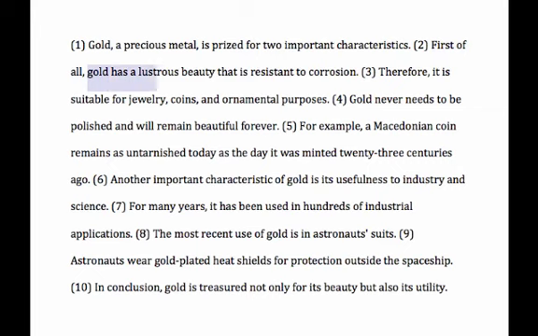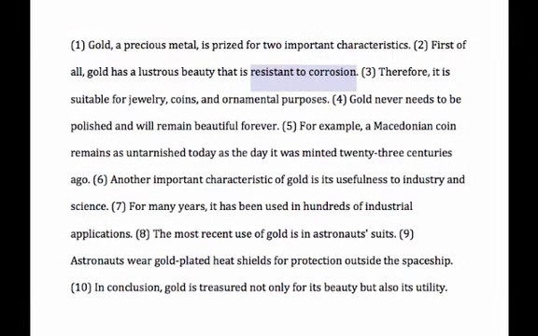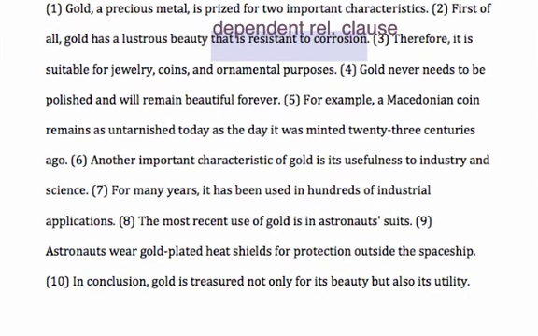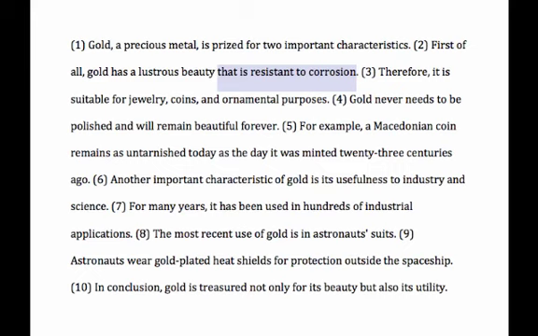And so we get this sentence: gold has a lustrous beauty that is resistant to corrosion. Now there are two ideas in here about gold. One is that it's beautiful and the other is that it's resistant to corrosion. How can you know which is the main point of that idea? Well, if you go back to what you learned about sentence structure, you should see that this is a complex sentence with a dependent relative clause, a defining relative clause. And if you remember what you learned about sentence structure, we know that the relative clause is the minor idea. So that knowledge of grammar and sentence structure can help us to figure out the meaning. The most important point here is that gold is beautiful.